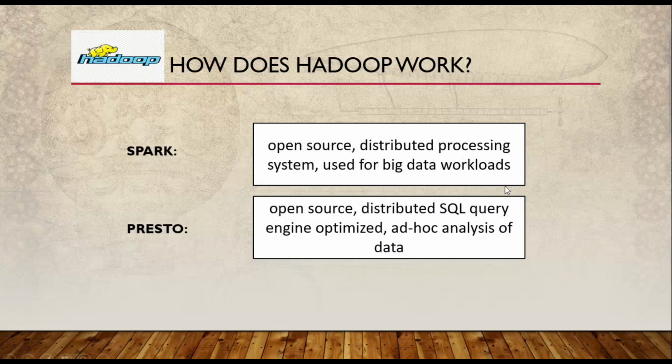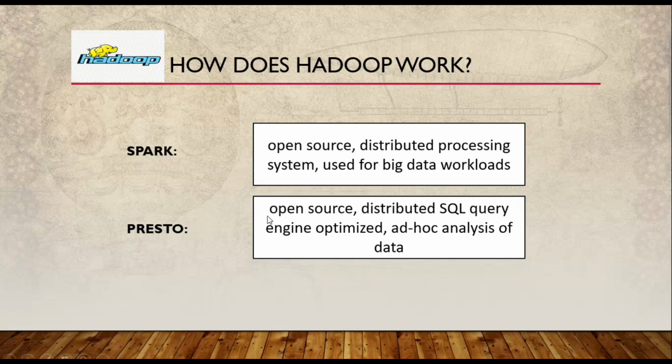What is Spark? Spark is an open source distributed processing system commonly used for big data workloads. Apache Spark uses in-memory caching and optimized execution for fast performance. Spark supports general batch processing, streaming analytics, machine learning, graph databases, and ad hoc queries.